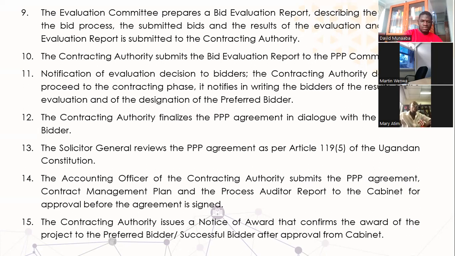The accounting office of the contracting authority will submit the PPP agreement, the contract management plan, and the process audit report to Cabinet for approval before the agreement is signed. The contracting authority will only issue a notice of award that confirms the award of the project to the successful bidder upon approval from Cabinet.